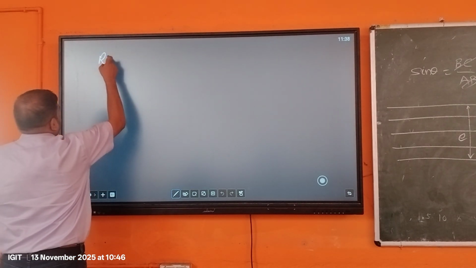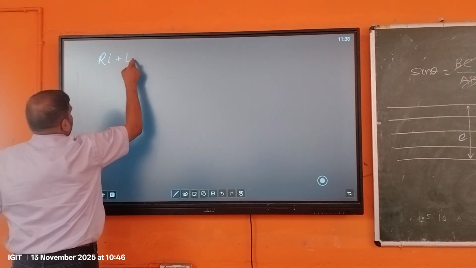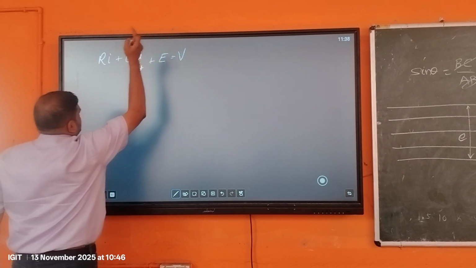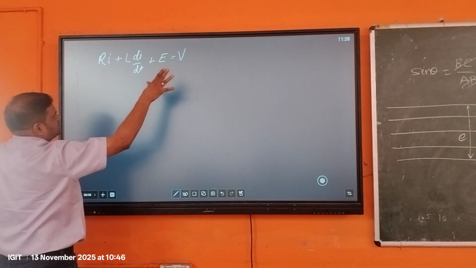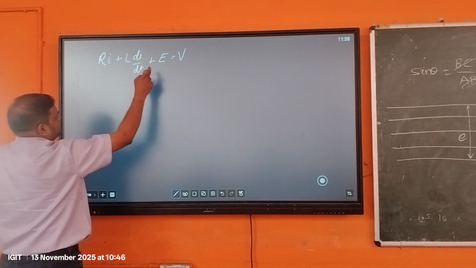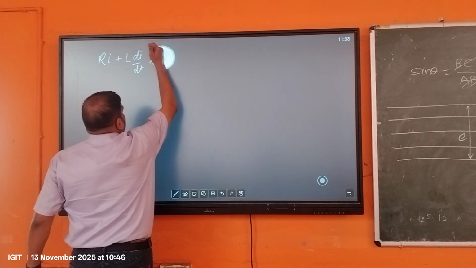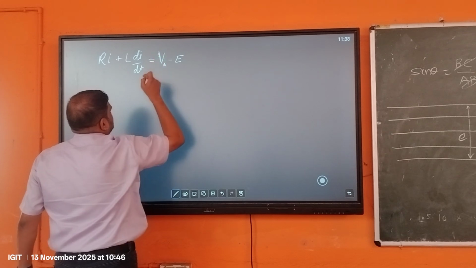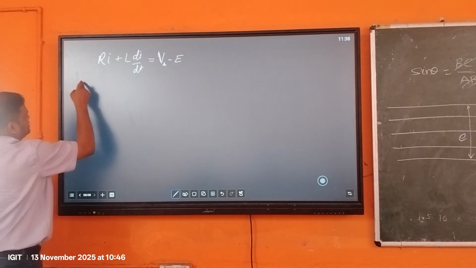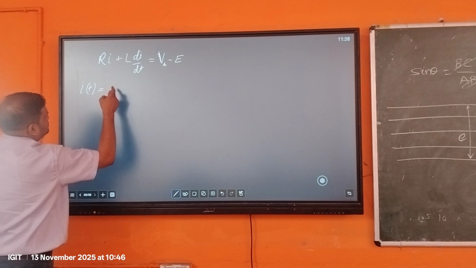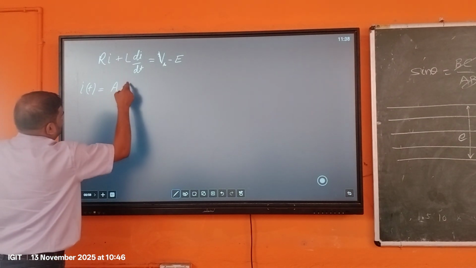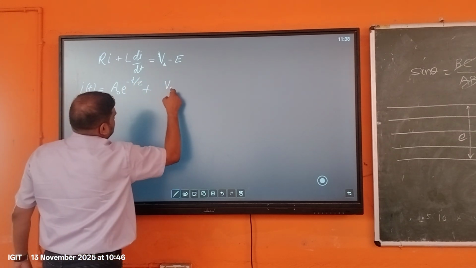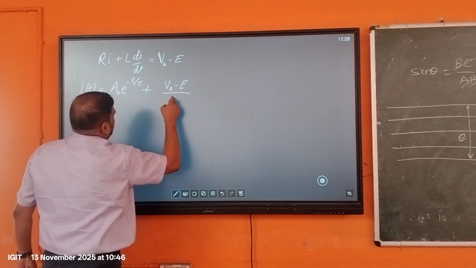That is R times I, I am writing I only, plus L di by dt plus E is equal to Vs. This is a single order differential equation with a steady state value of Vs minus E by R. So what is the equation of the current? I of t is equal to A0 e to the power minus t by tau plus Vs minus E by R.